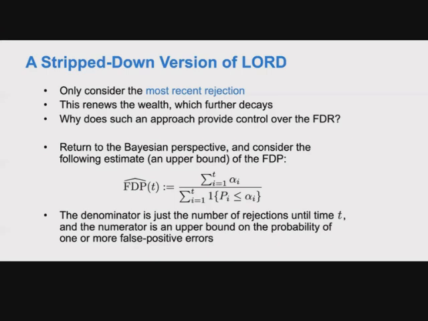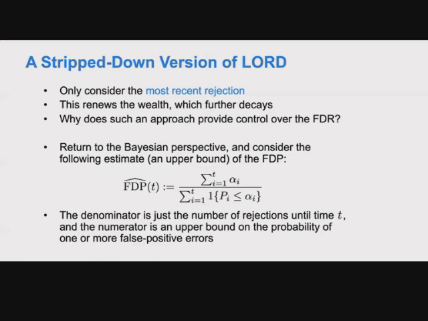Well, when a p-value is less than alpha i, that's a discovery. We make a discovery in that case. And we take the indicator of that, we get a 1 in those cases and a 0 otherwise. And if we sum these up from 1 to t, well, that's just the total number of discoveries. So that's just a mathy way of writing out the total number of discoveries in the denominator.